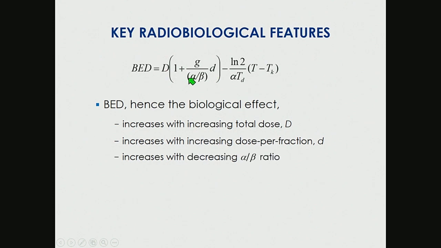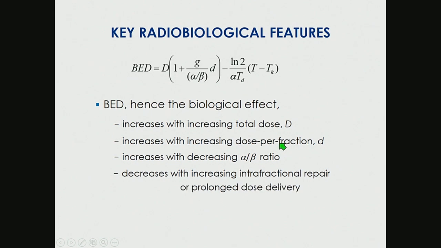And this increase is dependent on the tissue property. If the alpha beta ratio for the tissue is small compared to another one, the same dose fractionation scheme will yield different biological effect. And obviously, any presence of intrafractional repair is going to reduce the effect of the treatment. Similarly, the presence of cell proliferation. So now we know everything about the radiobiological features of HDR brachytherapy.